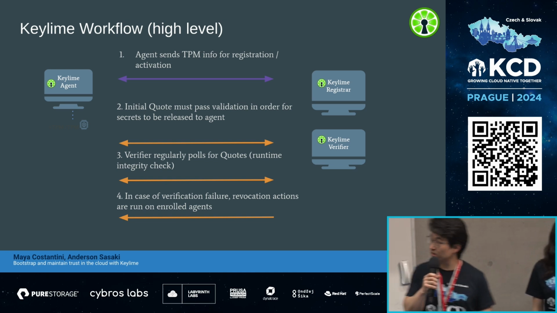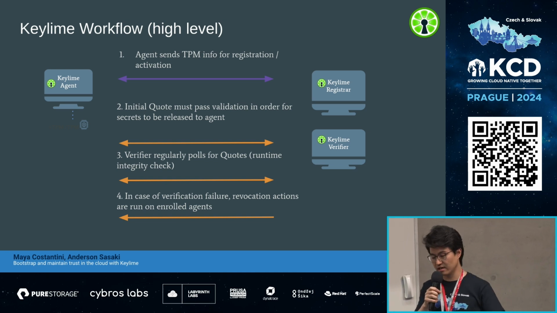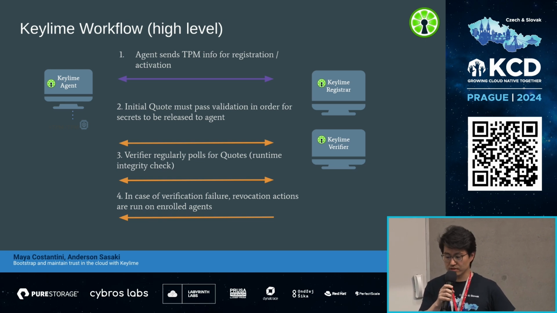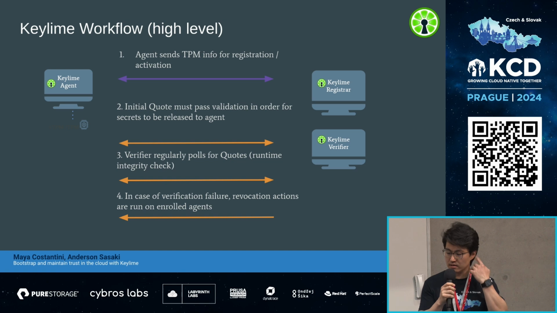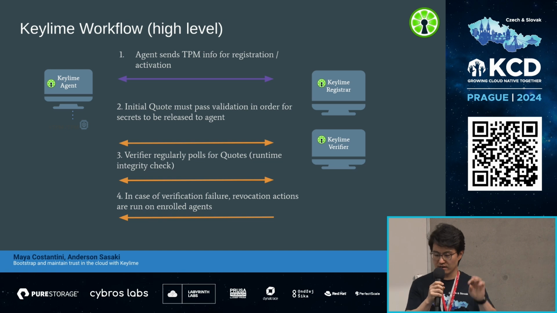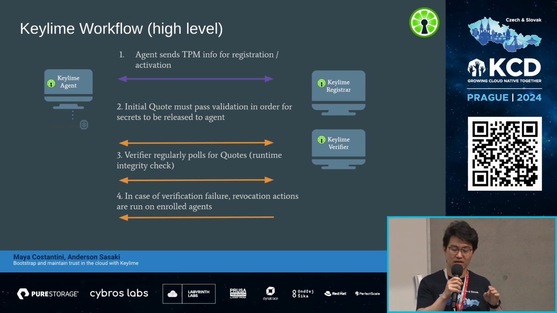So let me explain the steps that Keylime performs, the workflow. The first step is the registration. The Keylime agent running in the monitored system will contact the registrar when it starts up and send the information about the identity of the TPM, basically the certificate and the public key, and the registrar will associate the public key and the EK certificate together.